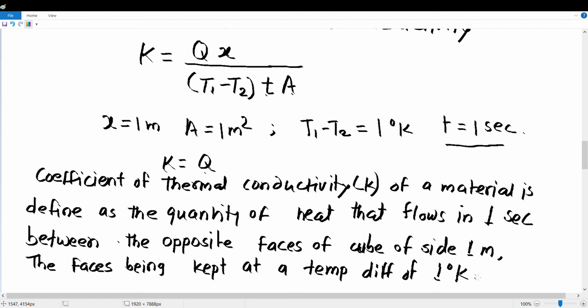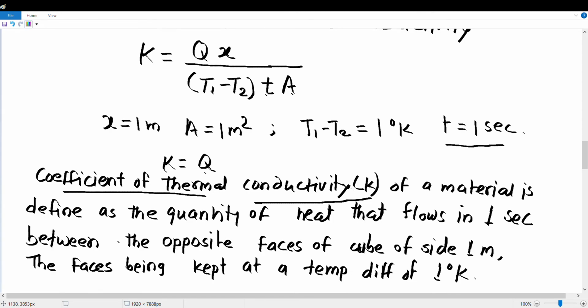And from this formula we can define the coefficient of thermal conductivity. The coefficient of thermal conductivity of a material is defined as the quantity of heat that flows in 1 second between the opposite faces of a cube of side 1 meter, the faces being kept at a temperature difference of 1 degree Celsius.